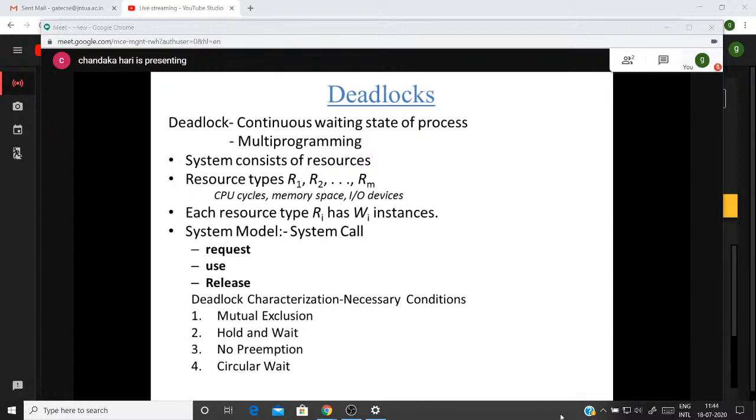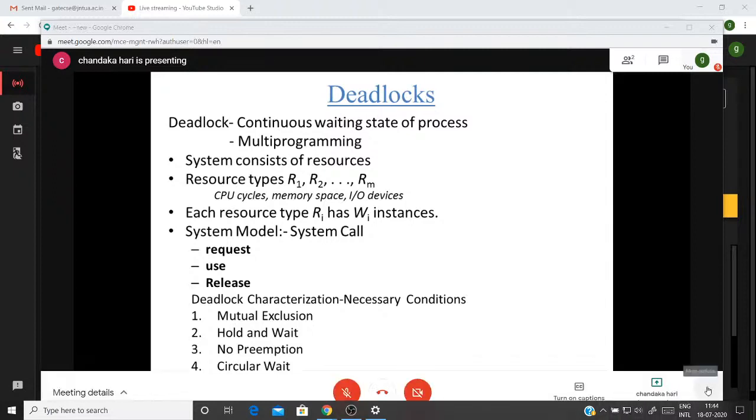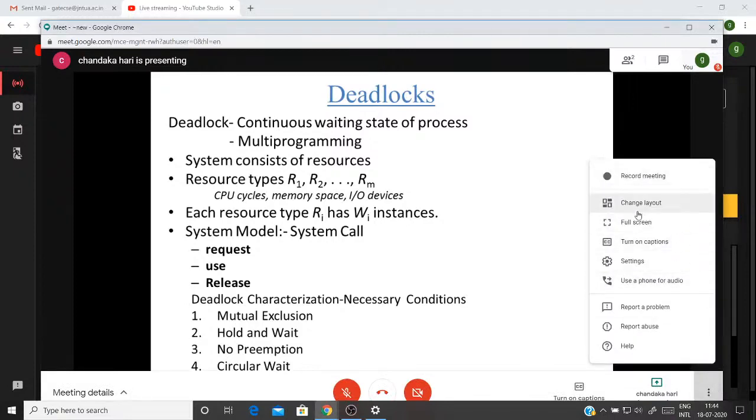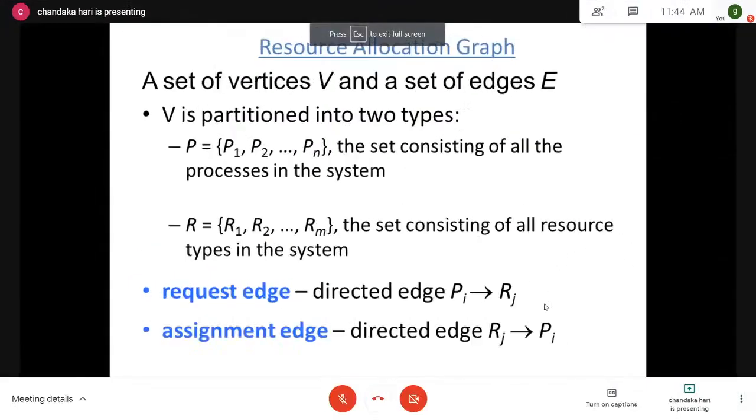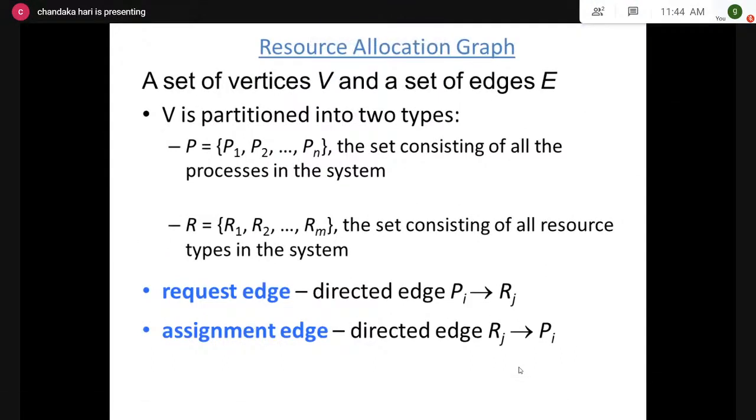Now, how do you explain the deadlock characterization, if you are talking in terms of theory? In order to explain the deadlock characterization in a graphical manner, we'll go for a technique known as a resource allocation graph, RAG. A resource allocation graph is a technique which can be used to describe a deadlock situation. Before going to the detailed discussion, let us define what a graph is. A graph is simply defined as an ordered pair of vertices and edges.